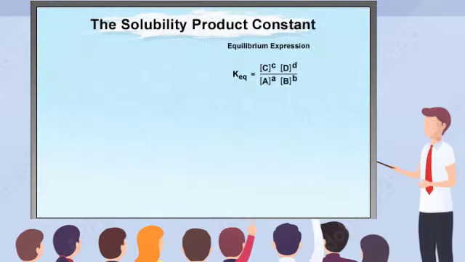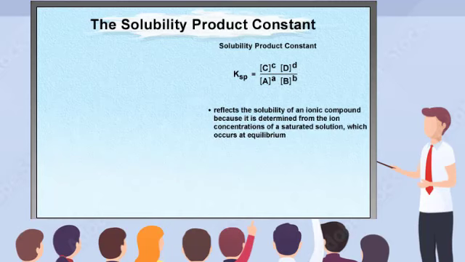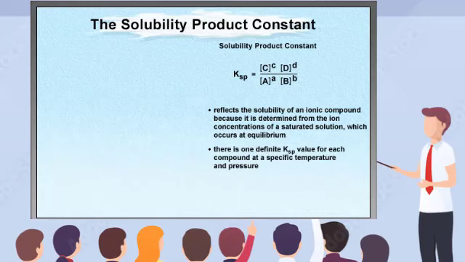When discussing the solubility of ionic compounds, the equilibrium expression is referred to as the solubility product constant. The solubility product constant, abbreviated as KSP, reflects the solubility of an ionic compound because it is determined from the ion concentrations of a saturated solution at equilibrium. As the name implies, the solubility product constant is a constant at equilibrium, meaning that it has one definite value for each compound at a specific temperature and pressure.